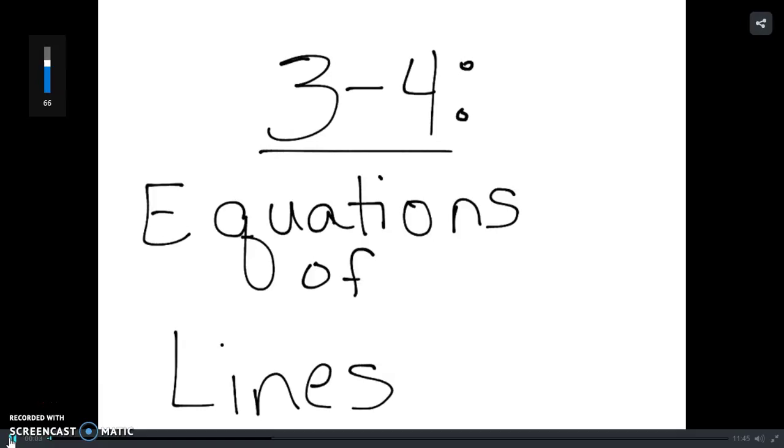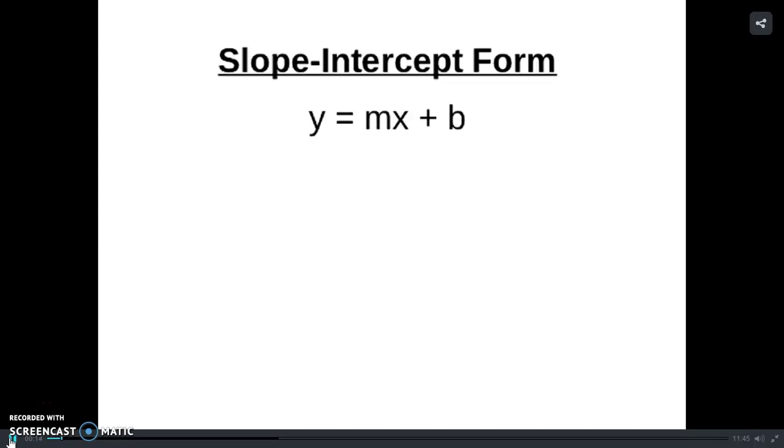Today we're going to be talking about equations of lines. We have two different forms that we can use to write an equation of a line. So let's take a look at the first one. Our first form is slope-intercept form.